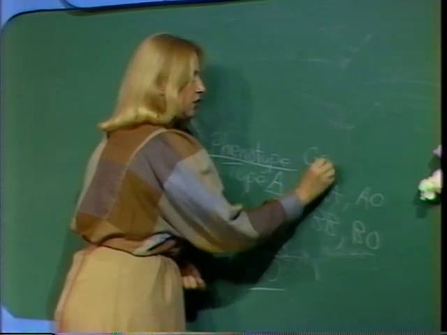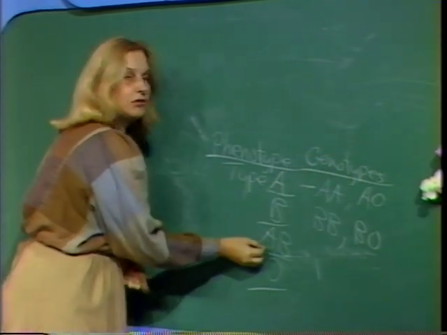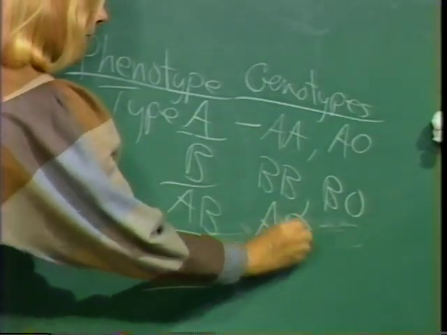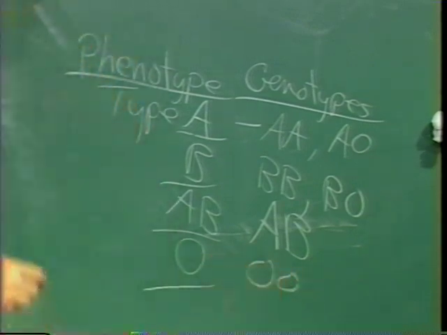Now someone who's type B can be BB or BO. These are the genotypes over here. I'll just write this for you. Now for someone who's AB, there's only one choice. They have to be A, B, and for someone who's O, you have OO. Got that?